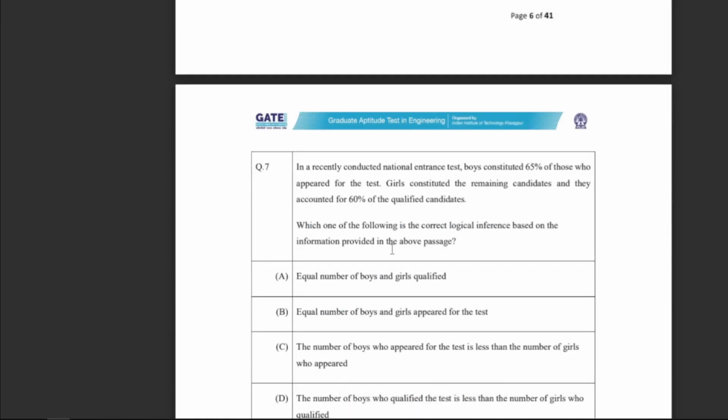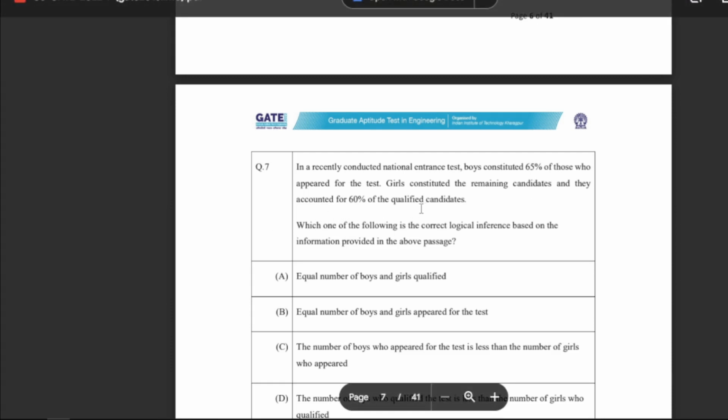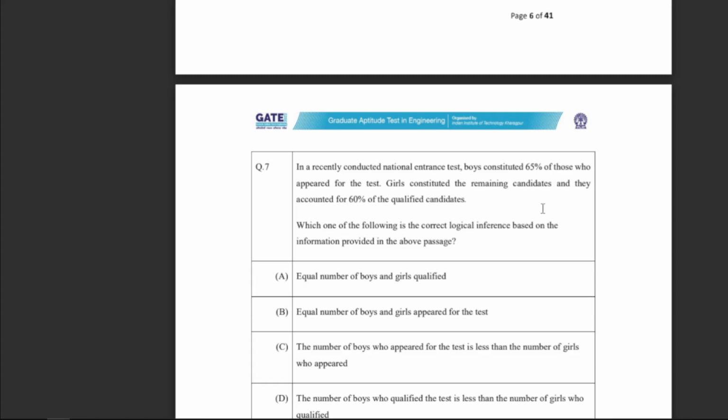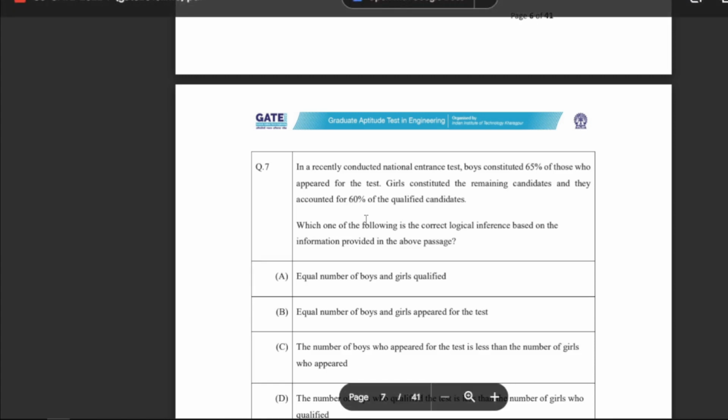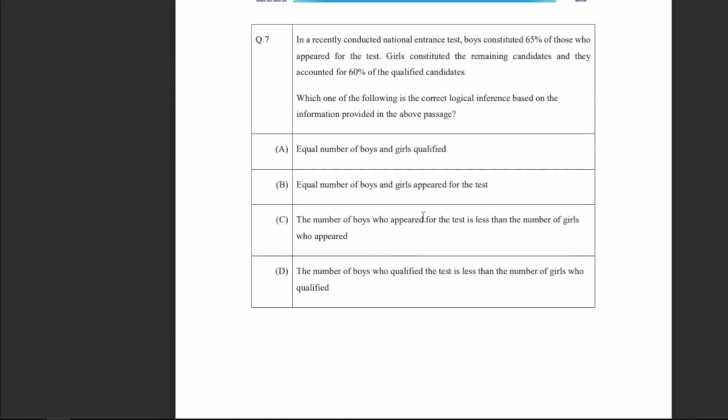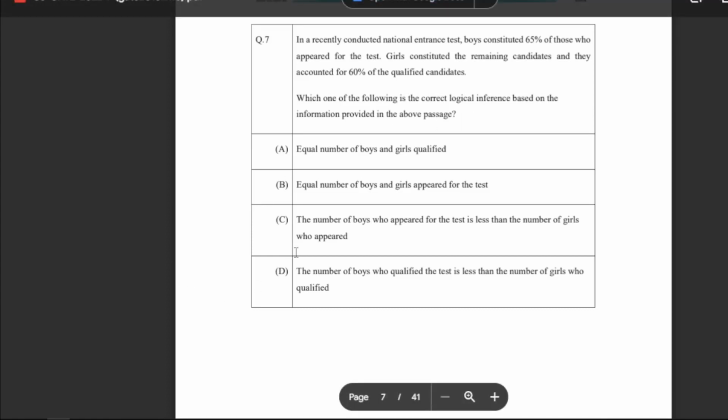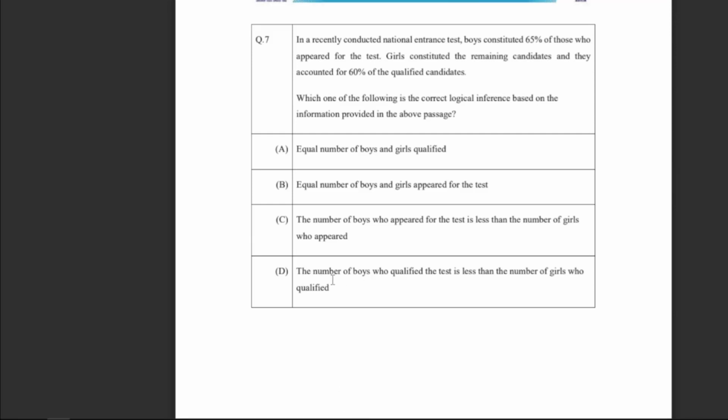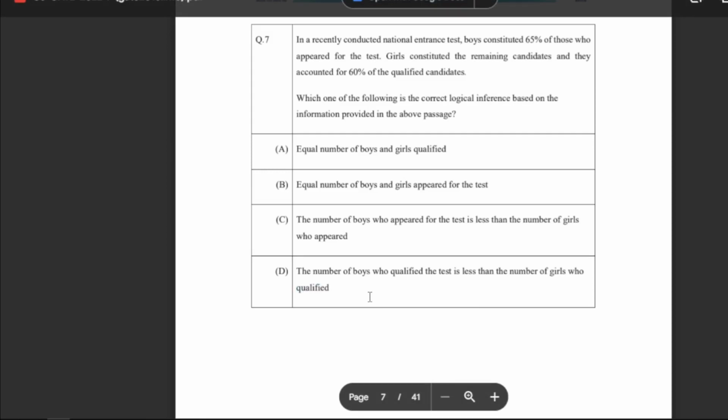Next is the seventh question. In a recently conducted national entrance test, boys constituted 65% of those who appeared for the test. Girls constituted the remaining candidates and they accounted for 60% of the qualified candidates. Which one of the following is the correct logical inference based on the information provided in the above passage? So the answer for 7 is D, that is the number of boys who qualified the test is less than the number of girls who qualified, right?